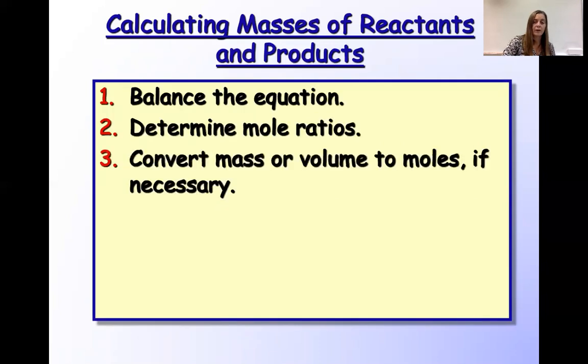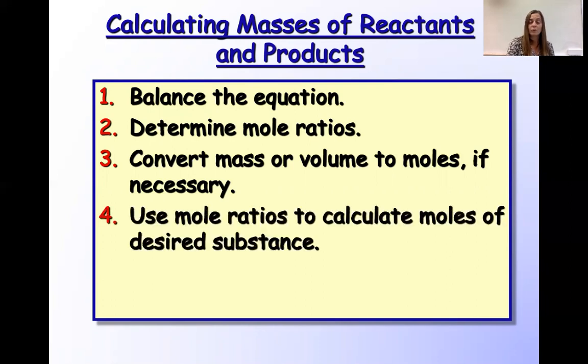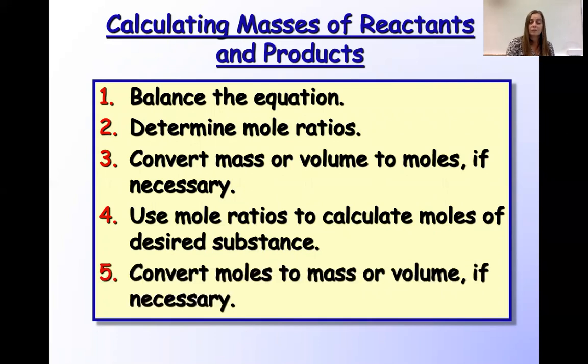All right, so if we want to calculate masses, we are going to convert, and this is our typical stoichiometry problems. We would be given an amount in mass or volume. We're going to convert that to moles. We're going to use mole ratios to calculate the moles of the substance we're being asked about. And then we're going to convert those moles to mass or volume if necessary. And let's walk through a problem, because I think this always makes a lot more sense when we have a problem beside us.